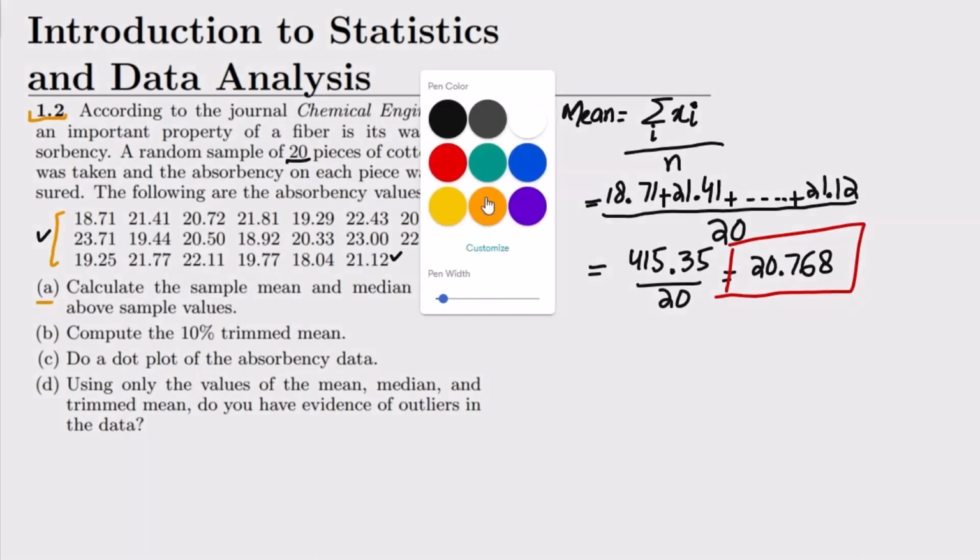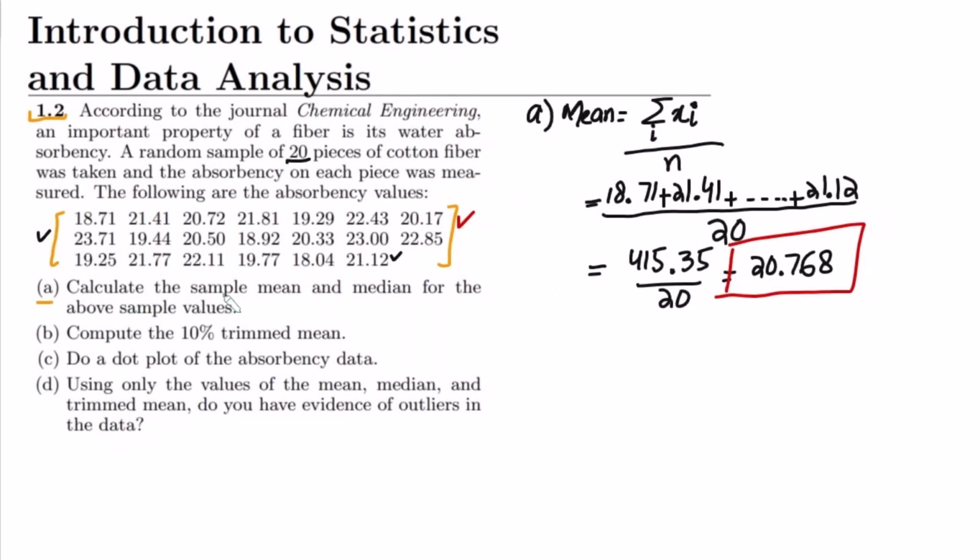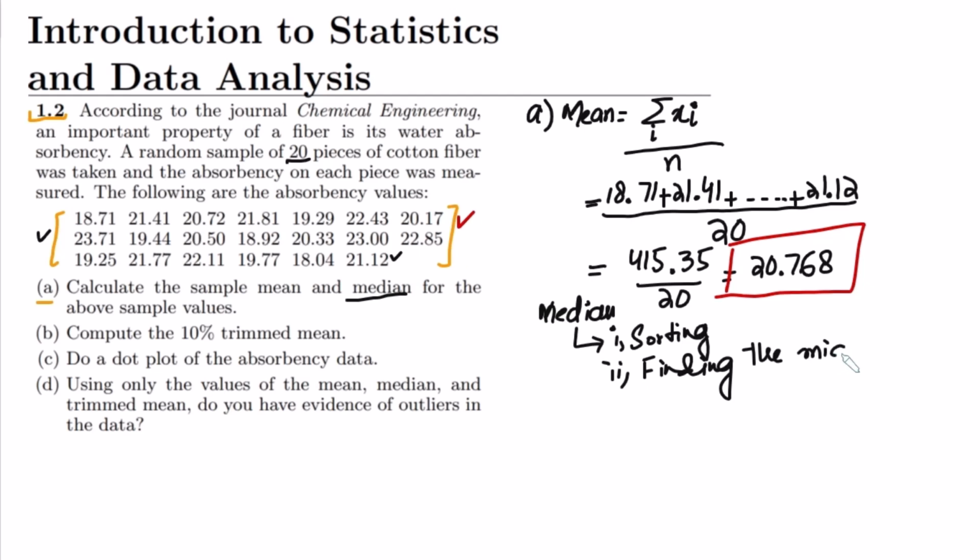Okay, so this is the sample mean for the data which has been given. Okay, the second part of this part A is basically the calculation of median. So I have previously told you how to calculate the median. So in median we have two steps. Number one is the sorting, and number two is finding the mid values.